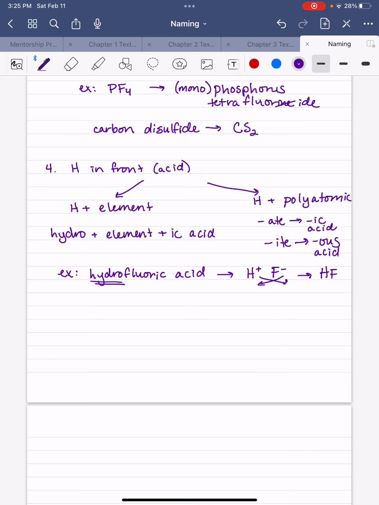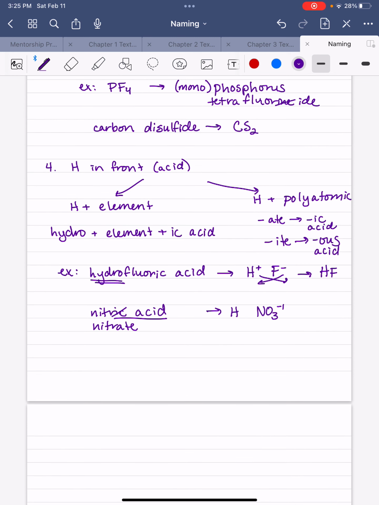Let's do another one. Let's say we have nitric acid. Ic acid with no hydro in front means that it came from nitrate ion. Now nitrate ion is NO3 minus 1, and H that goes out front is plus 1. So when we swap, we just get HNO3.